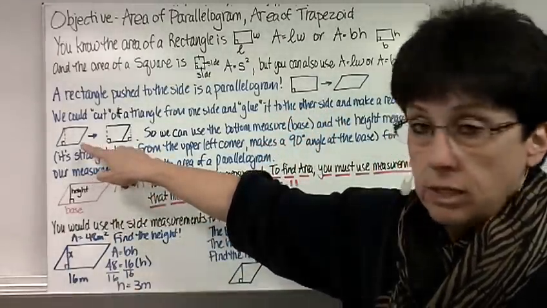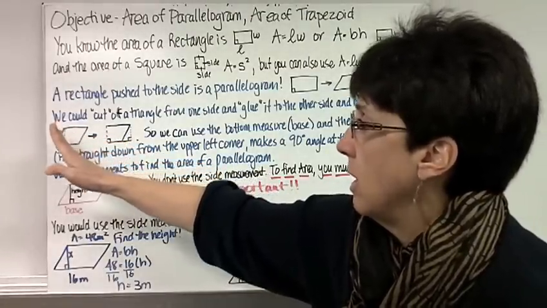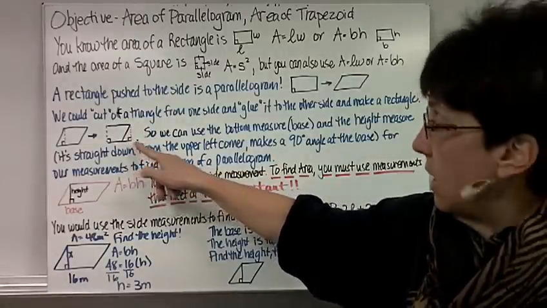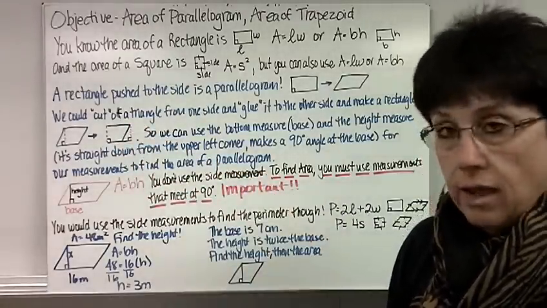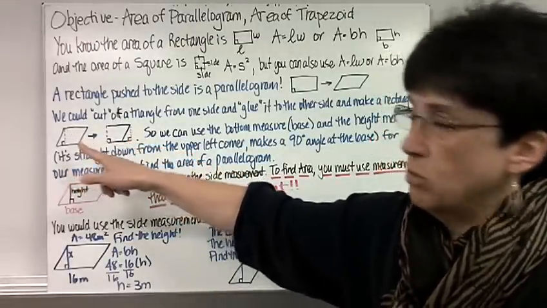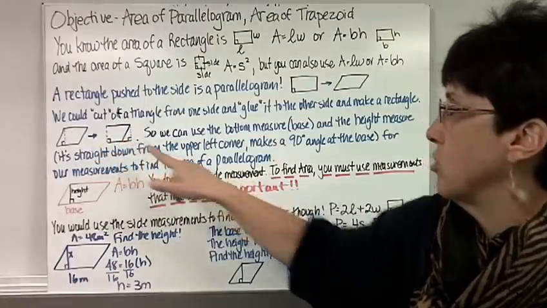So here's my parallelogram. I'm going to take the pink line, I'm going to cut here, and I'm going to move it over to this side. And now, all of a sudden, I have a rectangle. Can you picture that? Some people are much better at picturing than other people. Their brains just don't work that way, but hopefully you can picture that.